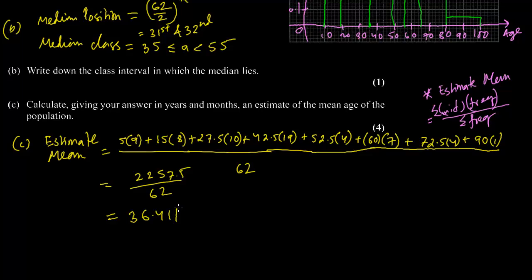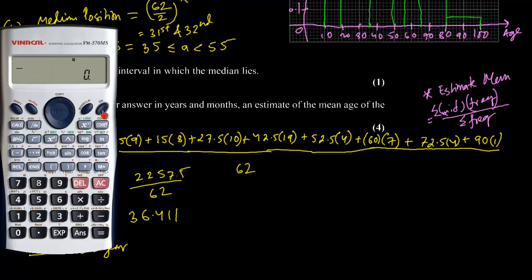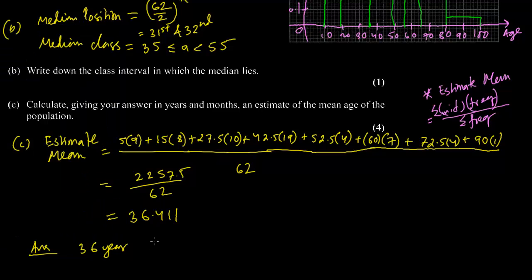36.411. So that is the estimate mean, but the question is we have to write down the answer in years and months. So the estimate mean answer is 36 years. Now what is 0.411? We have to calculate this in months. 0.411 years, if you multiply it by 12, can be converted to months. So that is 4.9 months. That means 5 months.